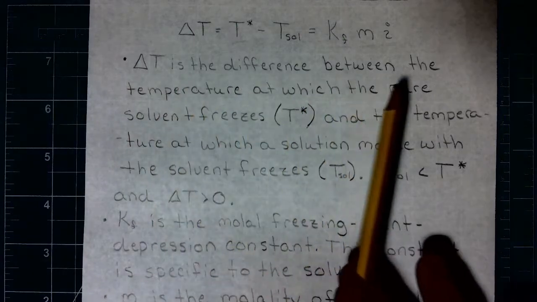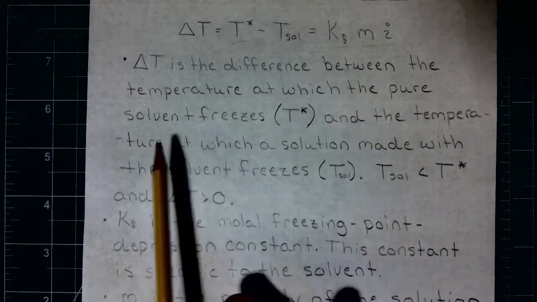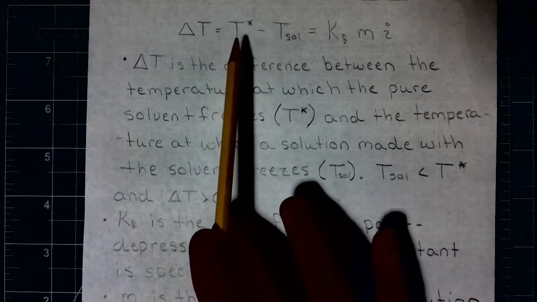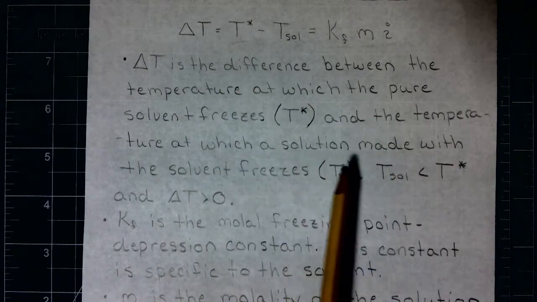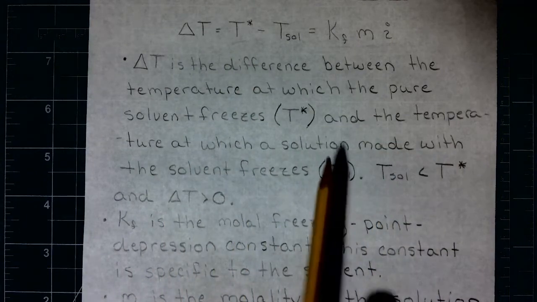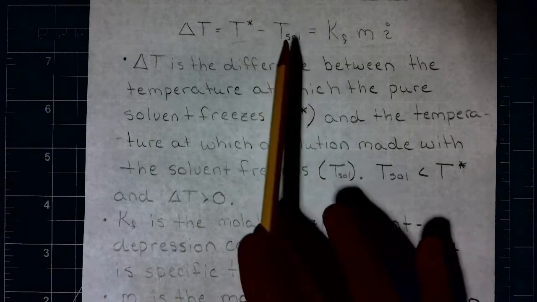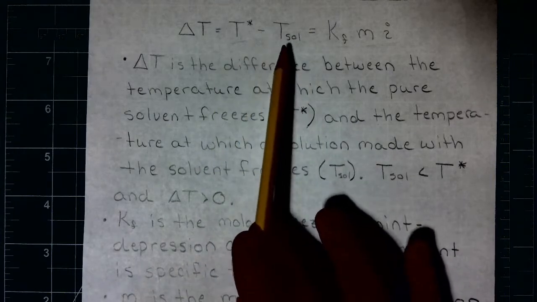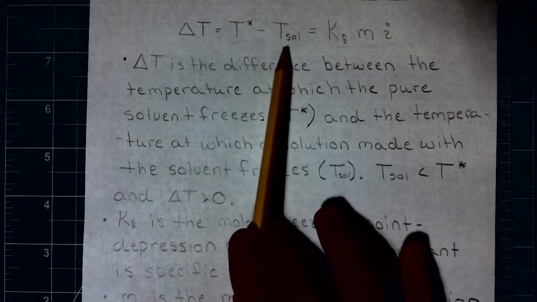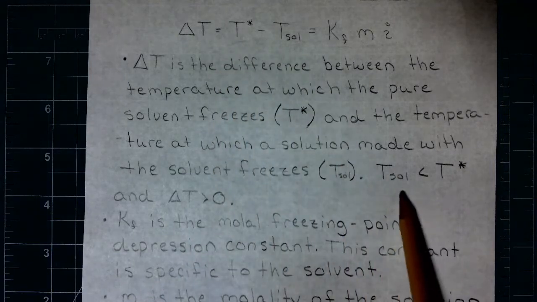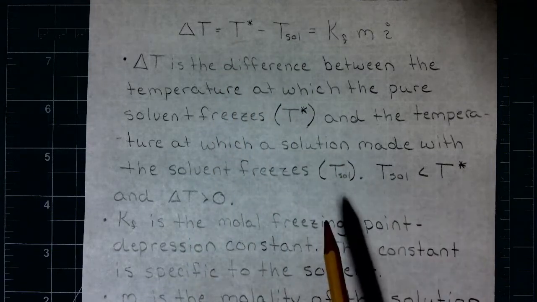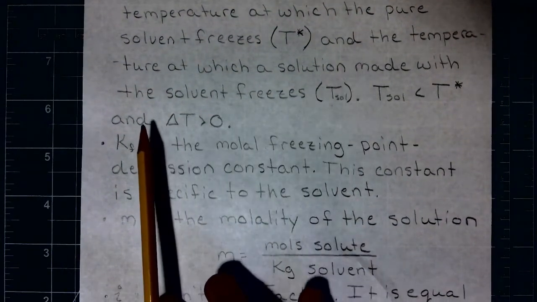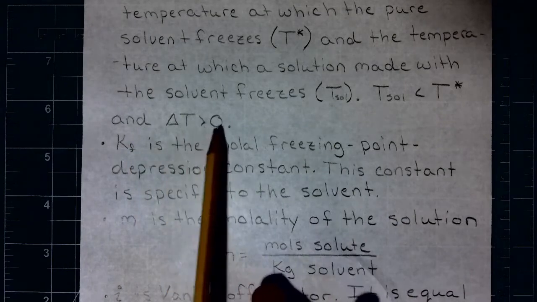Delta T is the difference between the temperature at which the pure solvent freezes, so solvent without solute, is T star, and the temperature at which a solution made with the solvent freezes. So once I add solute and I make a solution, I have a different temperature that it freezes, T-sol. And because it's freezing point depression, T-sol is always going to be less than the pure T star. And that means that delta T is always going to be a positive value.